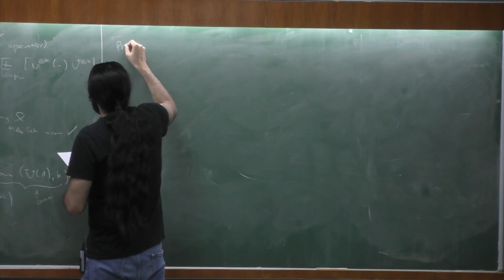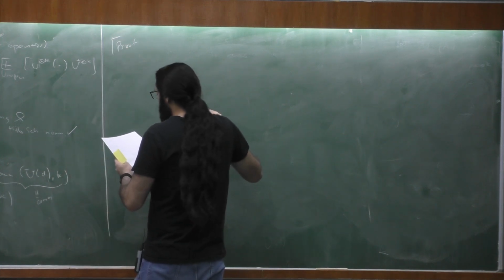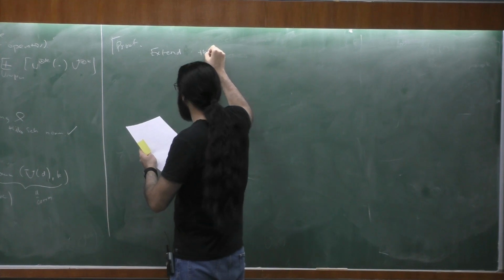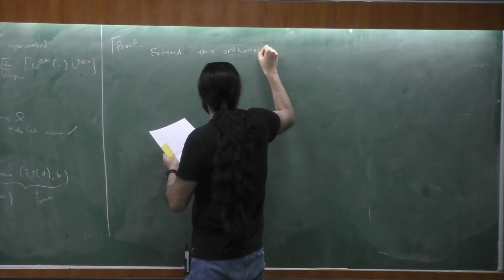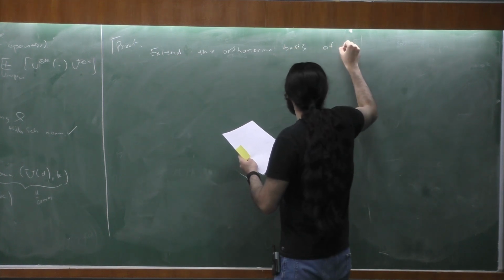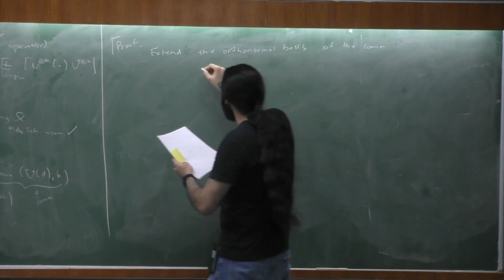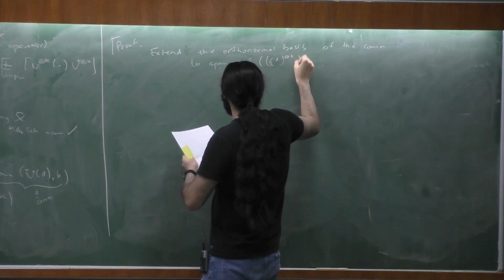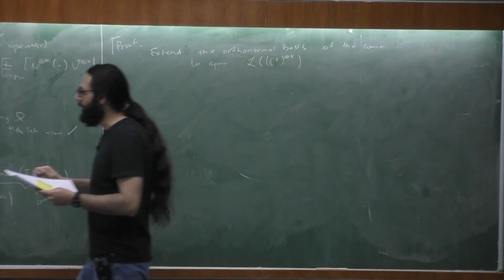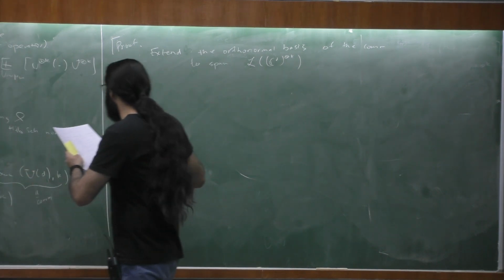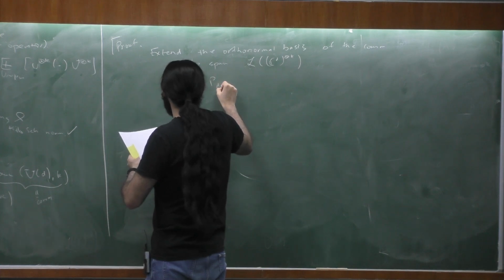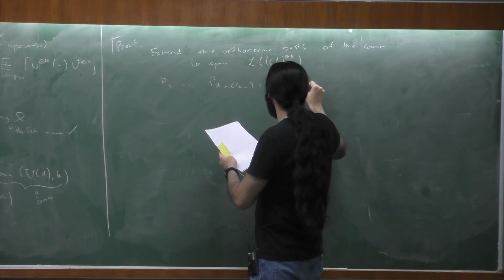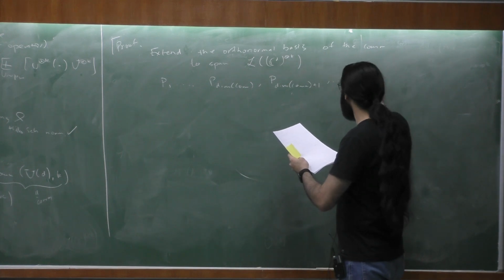Okay, so here's the proof. You start by extending the orthonormal basis of the commutant to span L(C^d tensor k), because the commutant is a subset of L(C^d tensor k). So what we are going to do is just extend the basis. So the basis is now going to be, initially we had until the dimension of com, right? So now we're going to introduce more projectors.